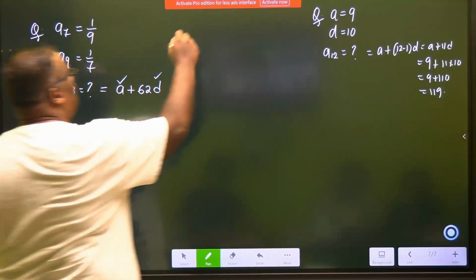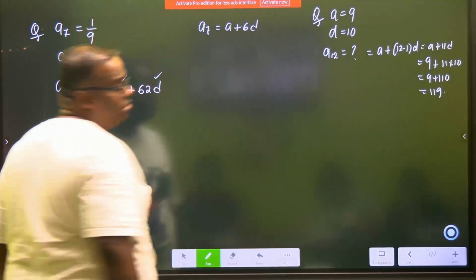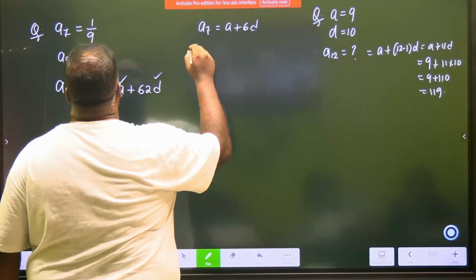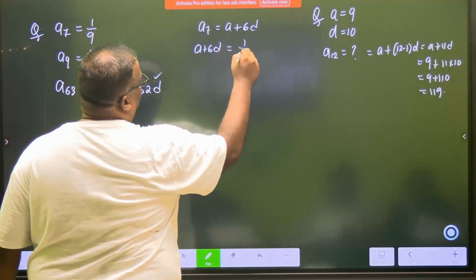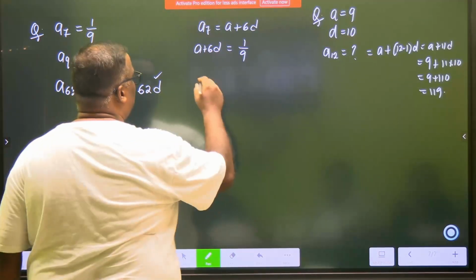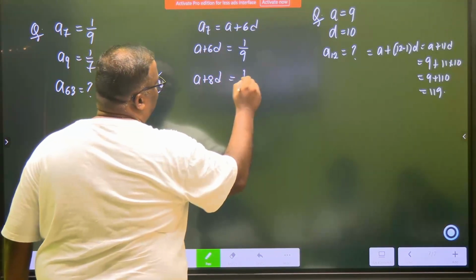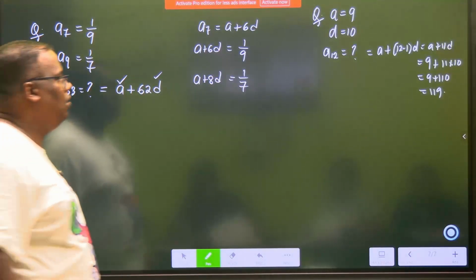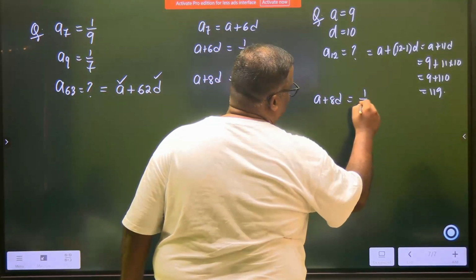So our first job will be how to write A7 now. A7 is A plus 6D. Yes or no? So let us write A plus 6D is equal to 1 upon 9. Agreed? Acha. Can I similarly not write A plus 8D is equal to 1 upon 7? Can I write this or not? Agreed?